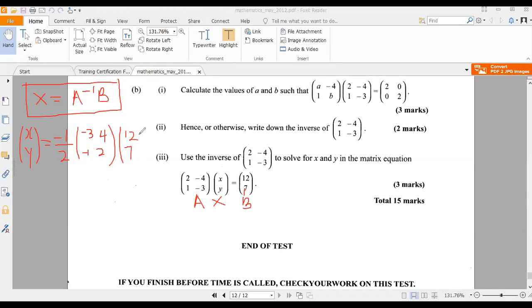Right. So we are going to multiply this and we'll get our final answer. So what do we do here, guys? What do we do? How will I multiply? Can somebody talk to me? How will I multiply -3, 4, -1 and 2, 2 and 12 and 7? How will I work out this?